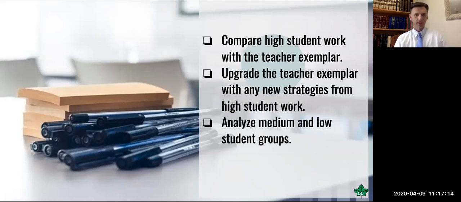I want you to take a couple of moments to look at that and compare that high student work with that teacher exemplar. And what do you see there? Does the high student work offer anything that the teacher exemplar does not, giving us an opportunity to upgrade our chart and our teacher exemplar? So take a moment, look at those again, three examples, high A, B, and C, and look for ways in which that offers us something the teacher exemplar did not.